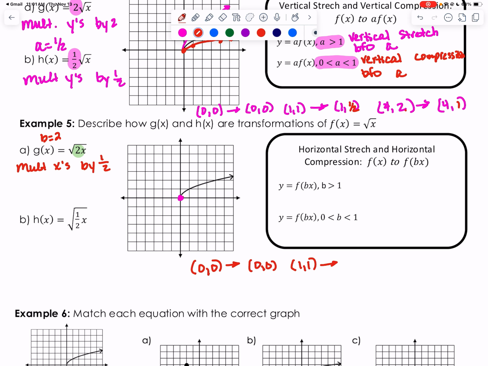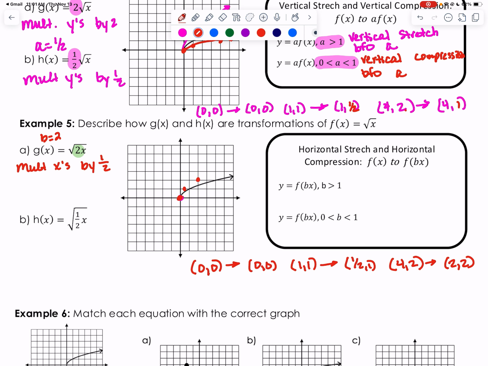If I multiply the x by 1/2, I'm going to get 1/2, comma 1. So go over half and up 1. That would be about right there. Our third critical point is 4, comma 2. And if I multiply the x by 1/2, I would get 2, comma 2. So 1, 2, 1, 2.